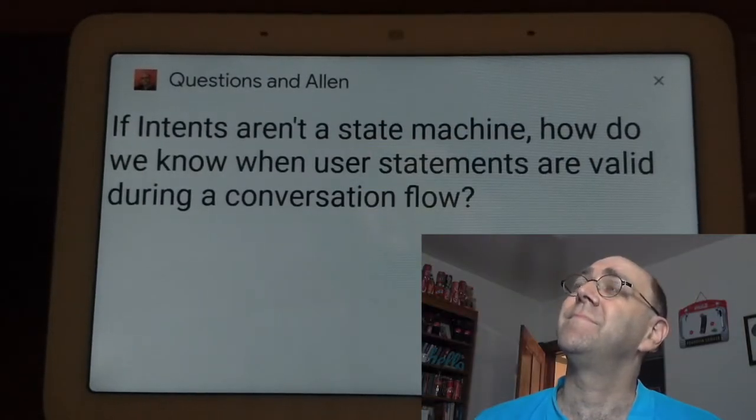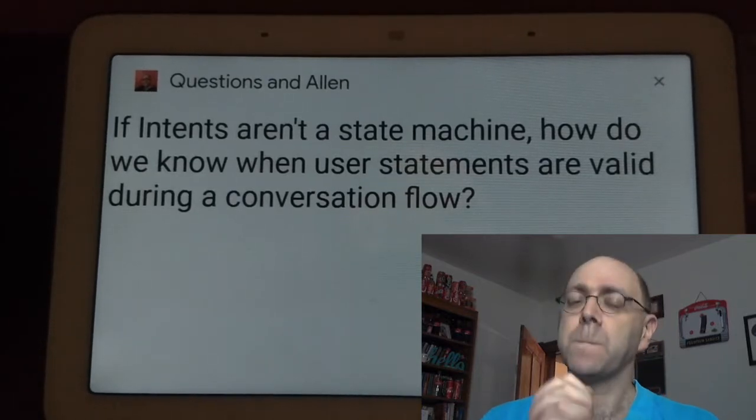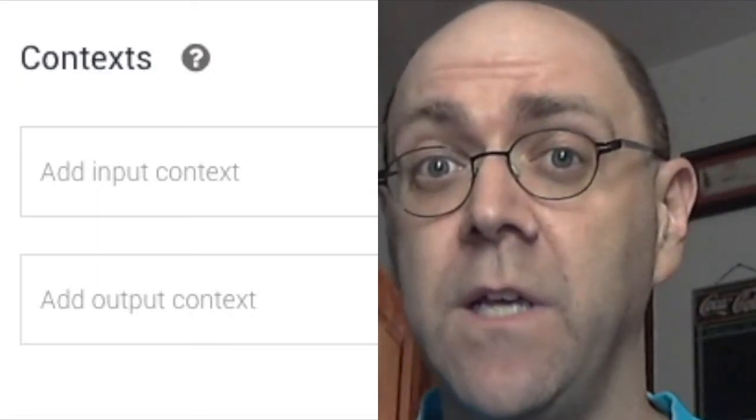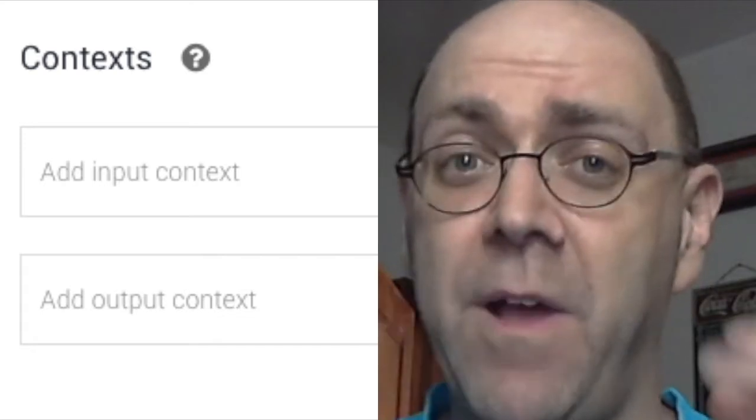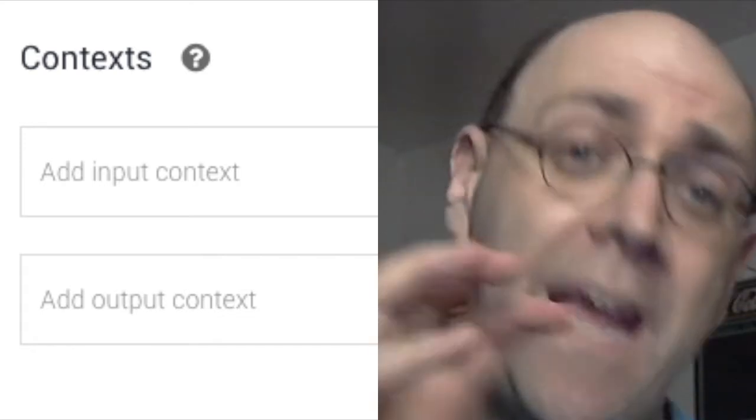If intents aren't a state machine, how do we know when user statements are valid during a conversation flow? Okay, so in general, we're going to be using something called context to keep track of what that state is. So rather than trying to use an intent to store state, you're going to be changing what the active and available contexts are at that time. Input context can then be used to limit exactly which intents are going to be valid at any given point. So we can say, for example, that certain intents will require this input context to be valid, and only those intents will then be fired, or those have the biggest chance of being fired, and then those that don't have any input context at all may be fired.